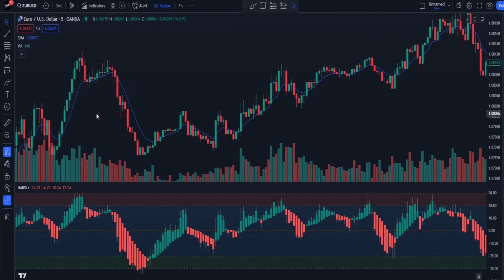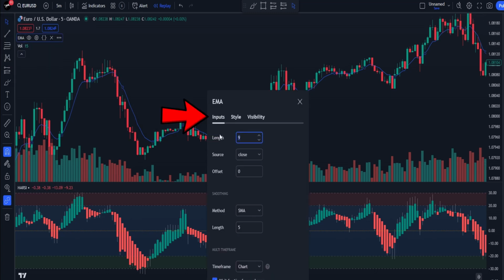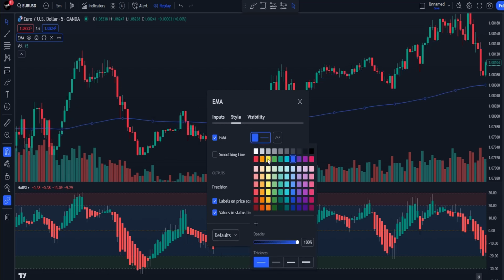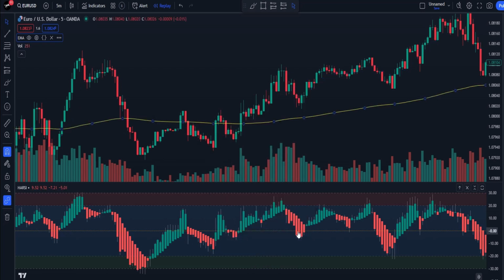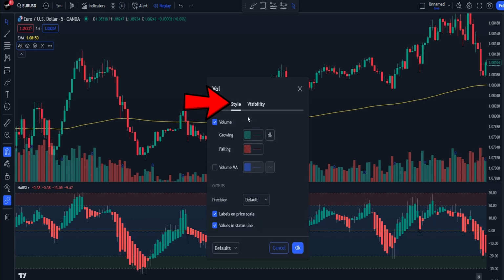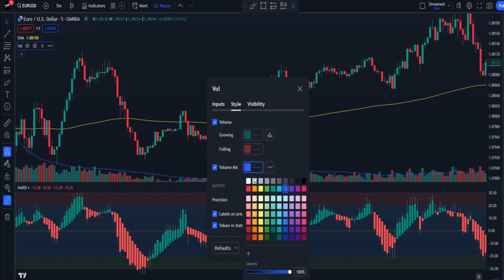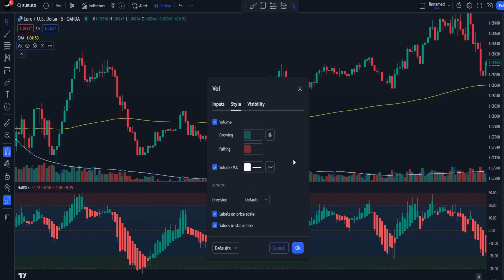Now let's fine-tune the indicator settings. Access the EMA indicator settings and access the Input tab. Modify the EMA value to 200. Proceed to the Style tab and alter the indicator's color to enhance visibility. Transitioning to the volume indicator settings, adjust the MA length to 30. Upon completing this adjustment, navigate to the Style settings and activate the Moving Average feature. In a bid to render the line more discernible, modify the color to white. This concludes the necessary configurations.